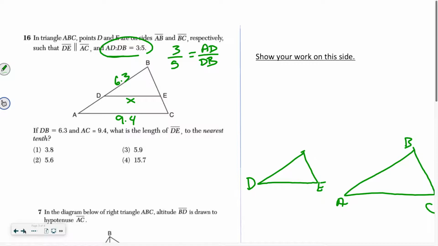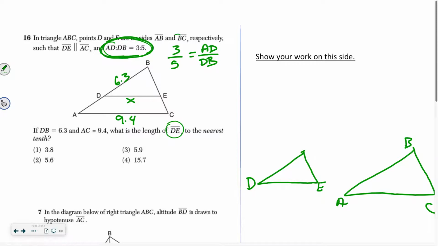In this question, we're looking at a triangle and it has two parallel lines, okay? So note here, this is the important piece. It's giving us a ratio, and we're asked to find the length of DE. In order to find the length of DE, I'm going to need to know the length of AC. Well, they gave us the length of AC. It's here.